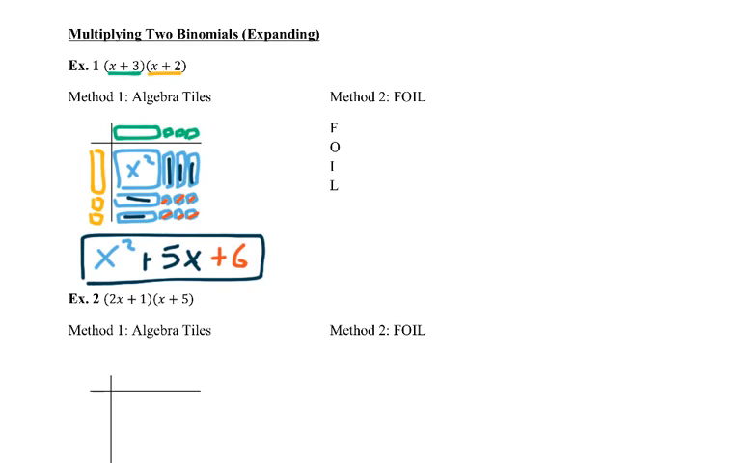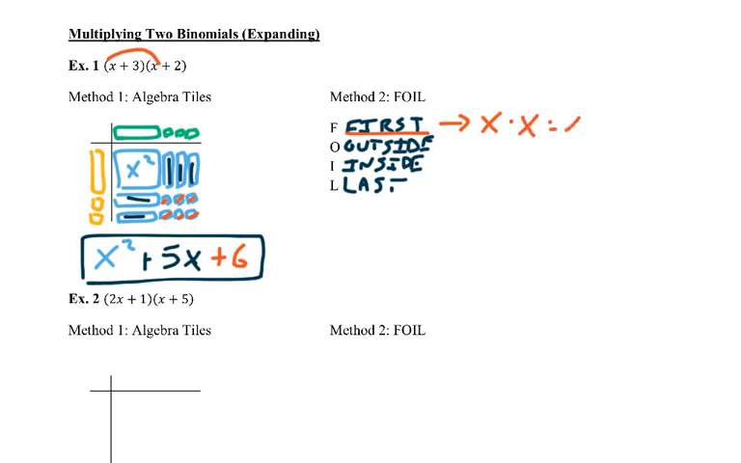But there's a faster method, which is called FOIL. FOIL stands for first, outside, inside, and last. So I'll show you the math of how to do it this way. When we say the first terms, what this means is you're going to multiply the first term in the bracket by the first term in the other bracket. So this is going to give us x times x, giving us x squared.